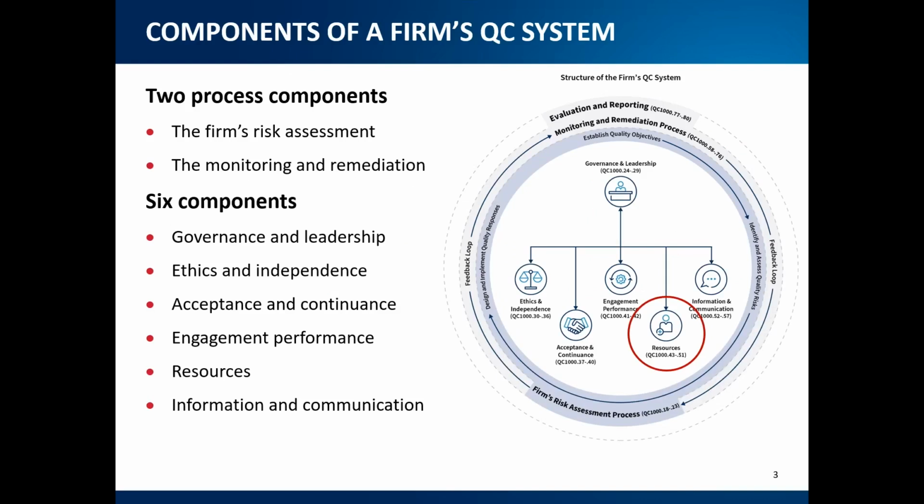This component addresses the firm's processes for obtaining, developing, using, maintaining, allocating, and assigning the firm's resources to enable the design, implementation, and operation of the firm's QC system and the performance of its engagements. Resources include people, financial, technological, and intellectual resources, and resources from a network or third-party provider. In today's staff presentation, we are focusing on people resources. A separate staff presentation on technological and intellectual resources is also available on the QC implementation webpage on the PCAOB's website.